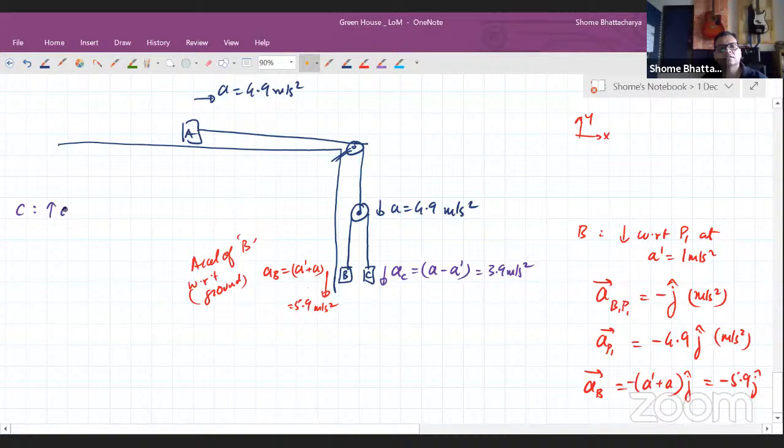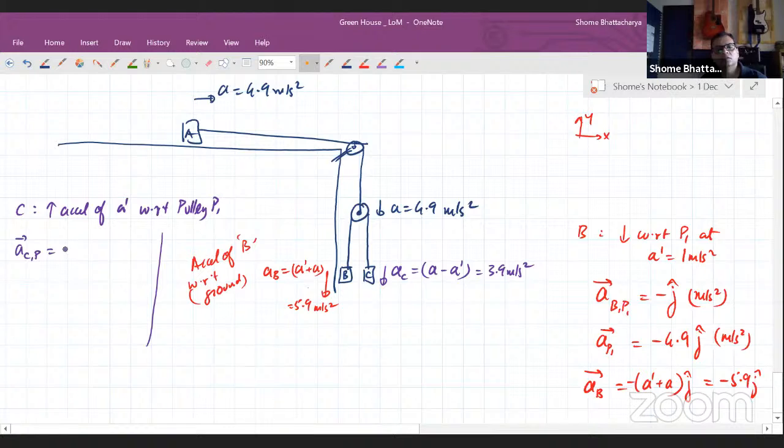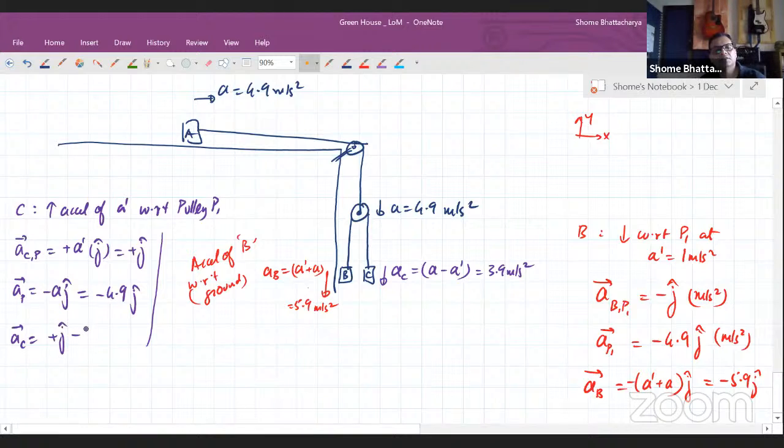The block C has an upward acceleration of A prime with respect to the pulley P1. Okay. So in the case of C, the acceleration of C with respect to the pulley is plus A prime J cap or plus J cap, because A prime is 1. Whereas the acceleration of the pulley itself is minus A J cap or minus 4.9 J cap. So the acceleration of C in the ground frame becomes plus J cap minus 4.9 J cap, or minus 3.9 J cap.